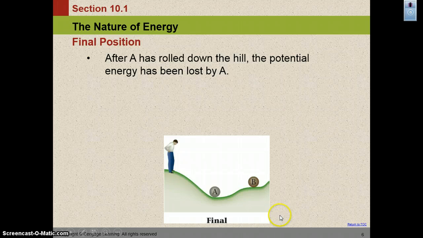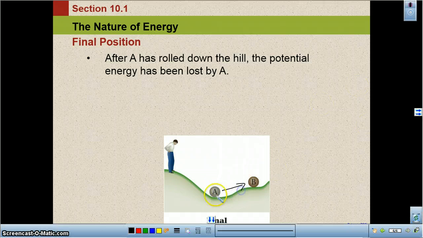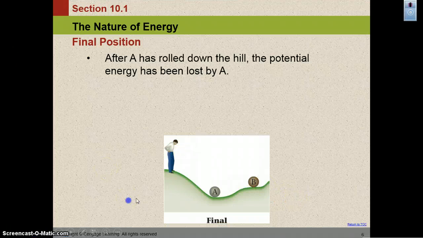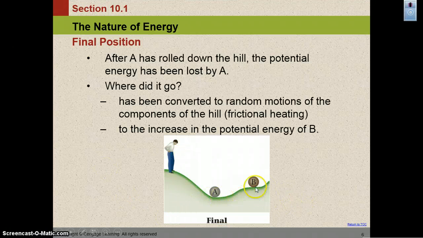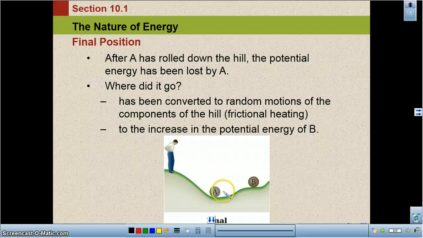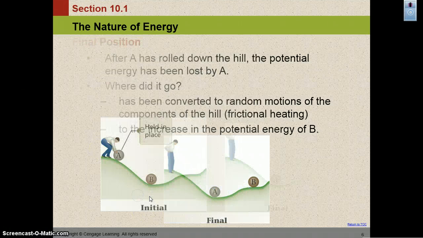The final position. So A has rolled down the hill. The potential energy that was in A has now been transferred to B. So that potential energy has been transferred. And when we look at it, we have to ask, well, if it was transferred, then where did it go? Did all of it go to B? Well, not all of it went to B because we have friction due to this surface right here. It looks like grass. So not all of the energy that A transferred went into B to increase the potential energy of B. Some of it was given off as frictional heating, and that's going to be important in the next part.